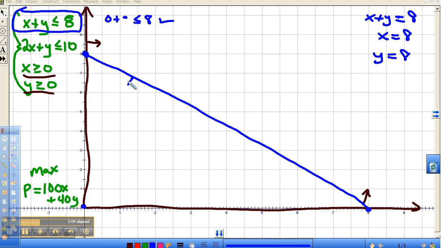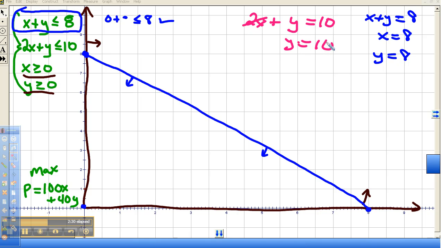Our next equation, and we'll do that in red. We have 2x plus y equal to 10. Our y-intercept, when x is 0, y is equal to 10. Graphing that turns out to be up here. And when y is equal to 0, 2x is equal to 10, x is equal to 5. Looking at our x-intercept of 5, we can now graph this line.